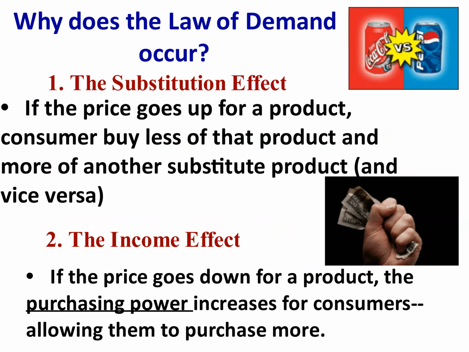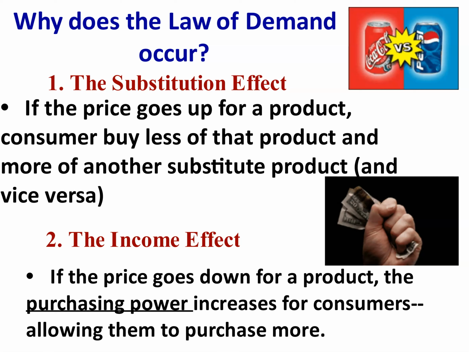So with the substitution effect, as the price goes up for a product, consumers are going to buy less of it. We see that all the time: Coke versus Pepsi, the example that I gave you. The income effect: if the price goes down, I have more purchasing power. If the price goes up, I have less purchasing power. And the same is true for consumers in terms of their purchases.